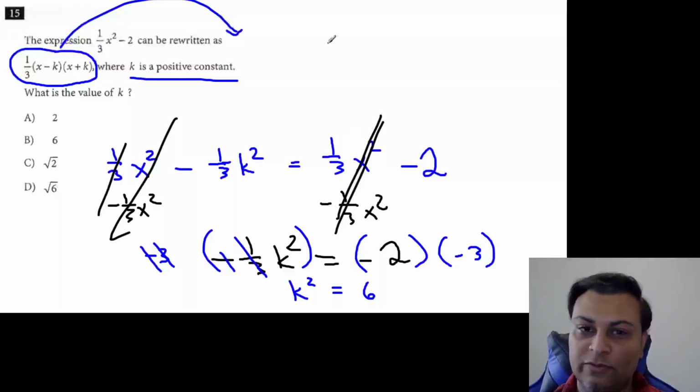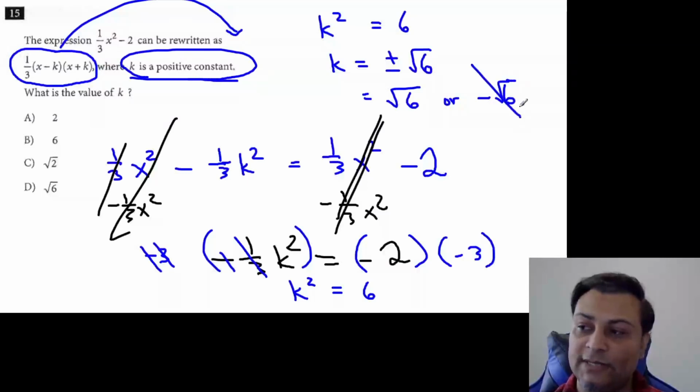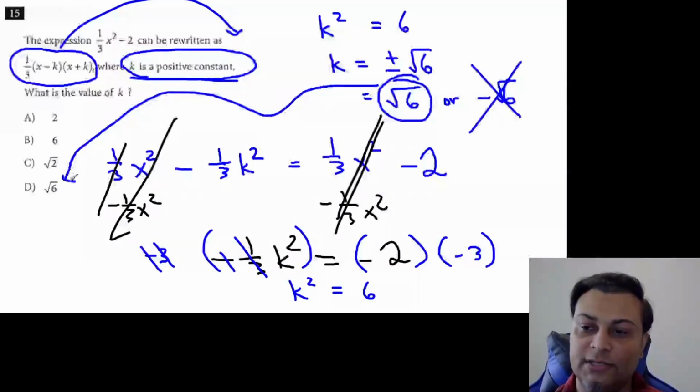And now, let me rewrite it up here. K squared equals 6. And if you square root both sides, you get k equals plus or minus the square root of 6. So k would have two answers, root 6 or negative root 6. Now, k is a positive constant. So not this, just that, which is why the answer is D.